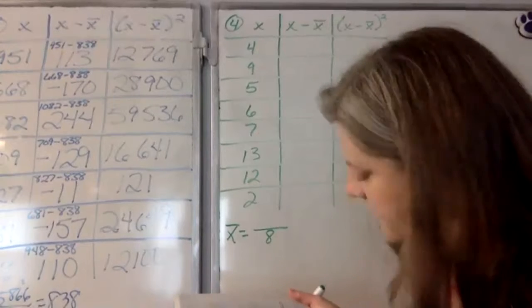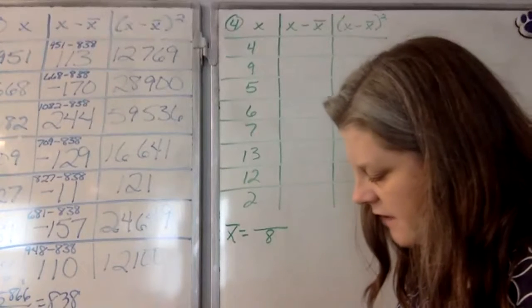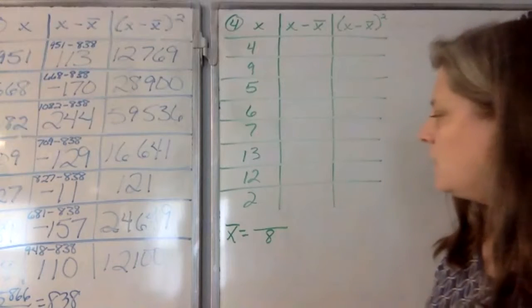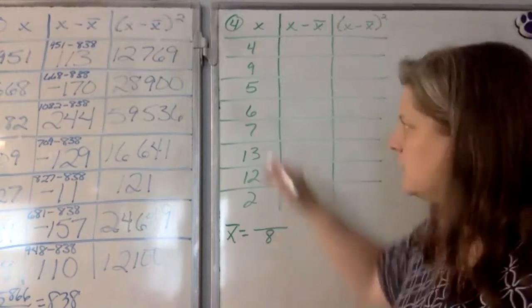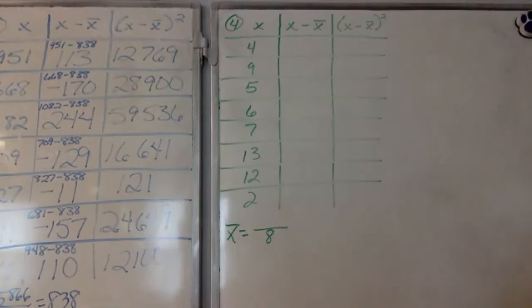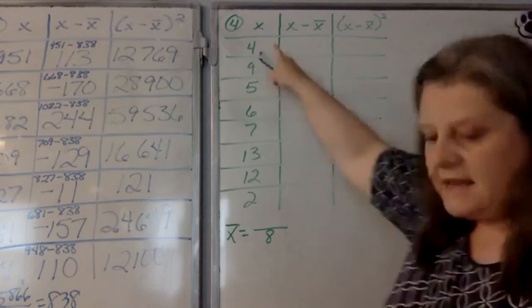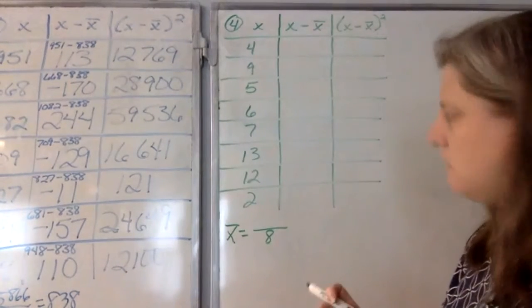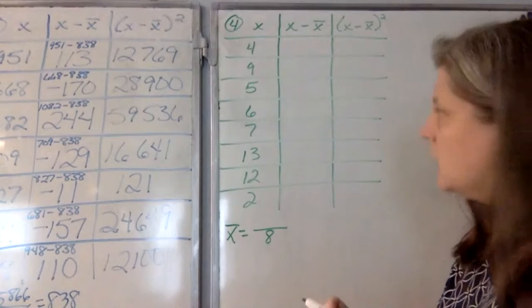On number 4, it says, Bradley tracked the number of visitors to his church on Sunday mornings for 2 months. So there were 8 Sundays in the 2 months, so this is how many visitors they had each week. Okay, so that's what we're trying to analyze here. So we're going to start off by adding these up and dividing by 8. Okay, so 4 plus 9.